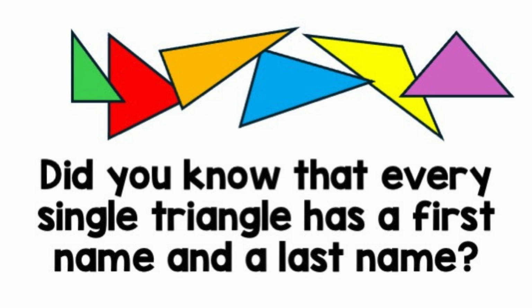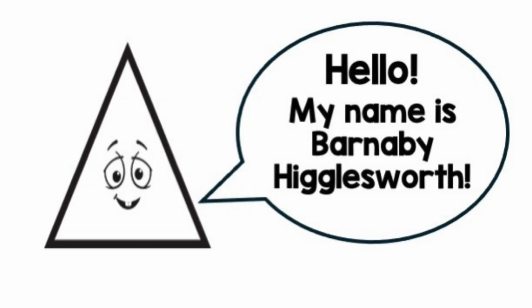Did you know that every triangle has a first name and a last name? Now, if you're imagining this, hello, my name is Barnaby Higglesworth. I need you to erase this picture from your mind. This is not how we name triangles. A triangle is named based on the type of geometric properties or attributes that it has.